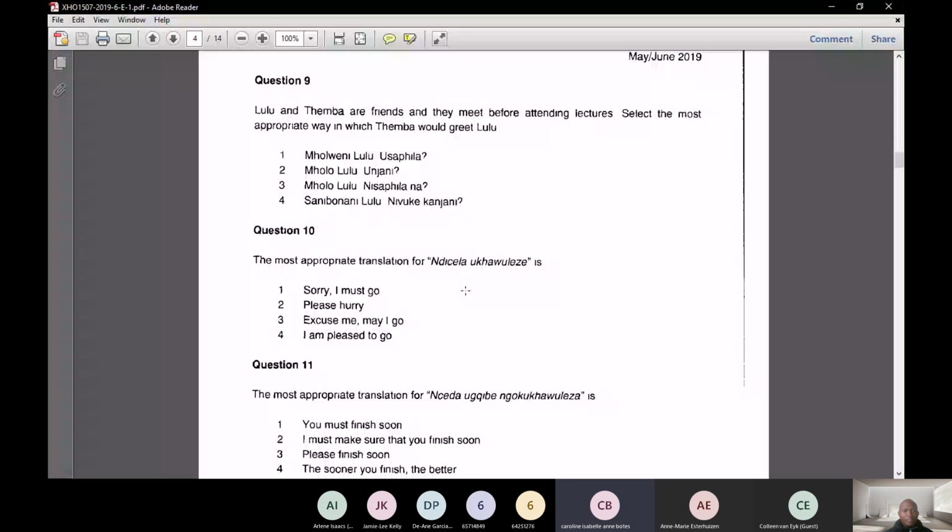Because I don't have my notes with me, but "nisaphila", wasn't that with "nina"? So it was like a more plural form, like with more people. Yes. And "unjani" means are you well, and that's singular because the "you" is singular. Yes. But it's not "unyani", it's "unjani". The J in isiXhosa is J like "jola", "join". So yeah.